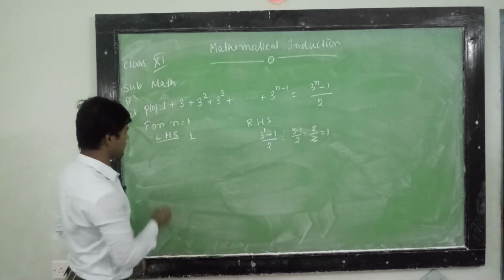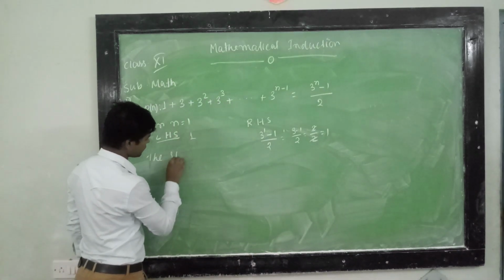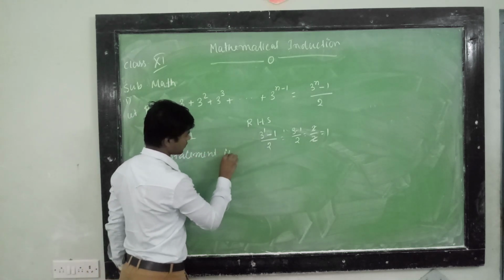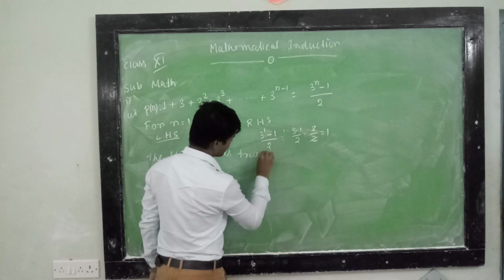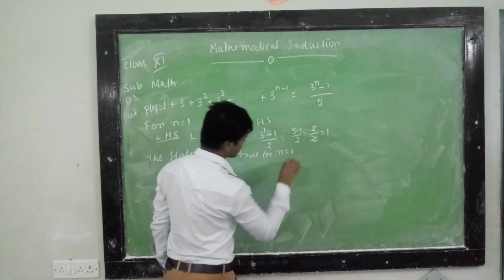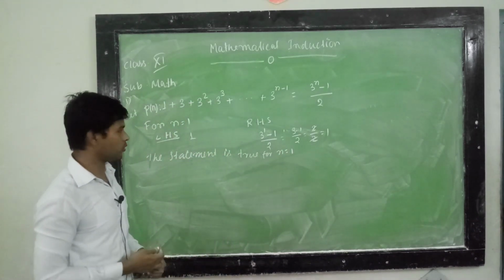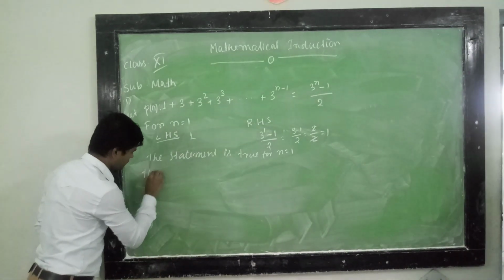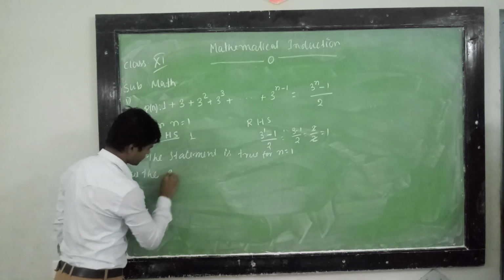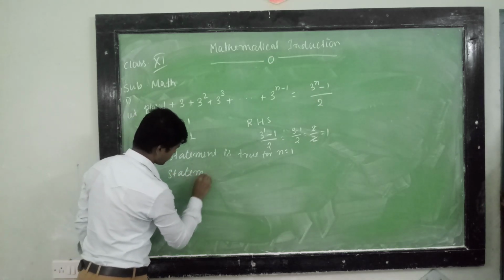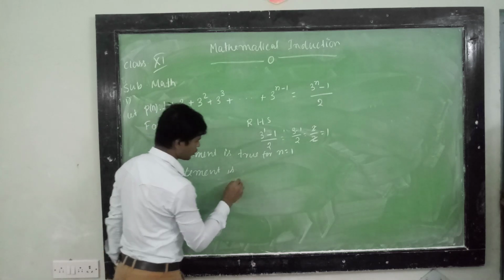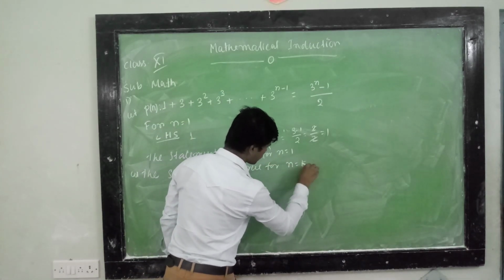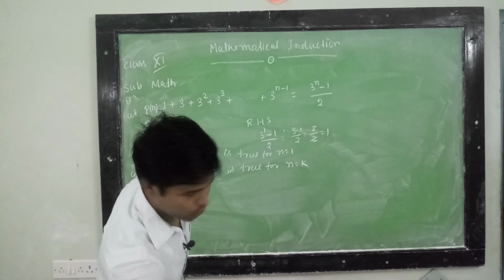That means we can say that the statement is true for n equal to 1. Now we'll consider, let the statement be true for n equal to k.